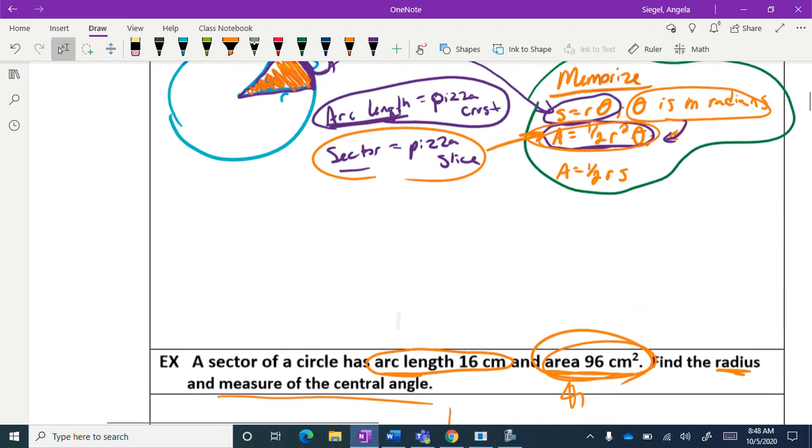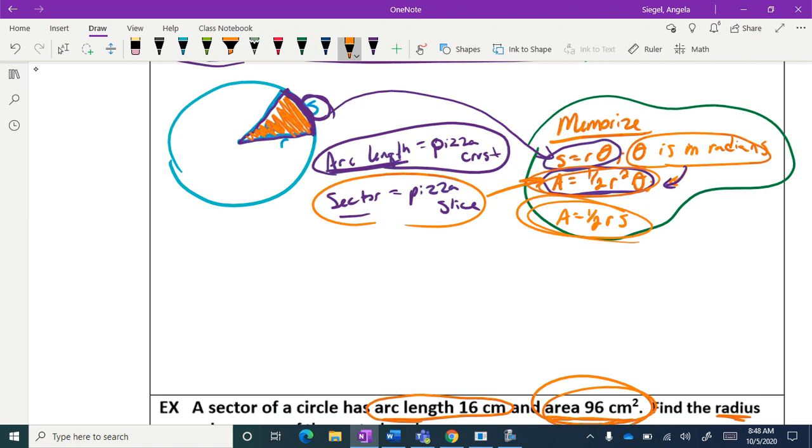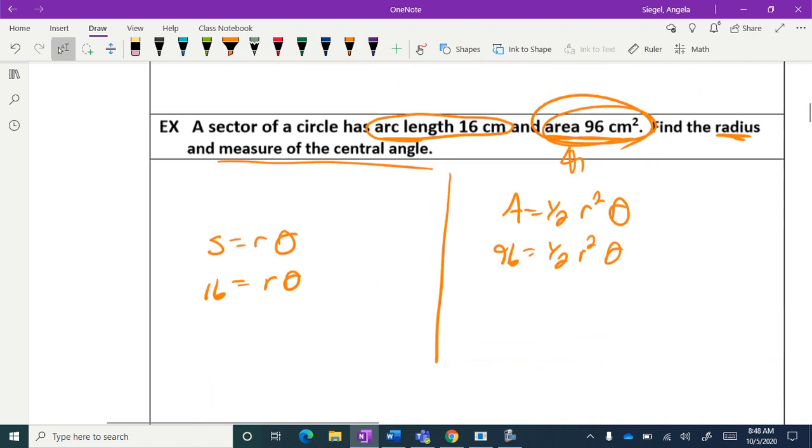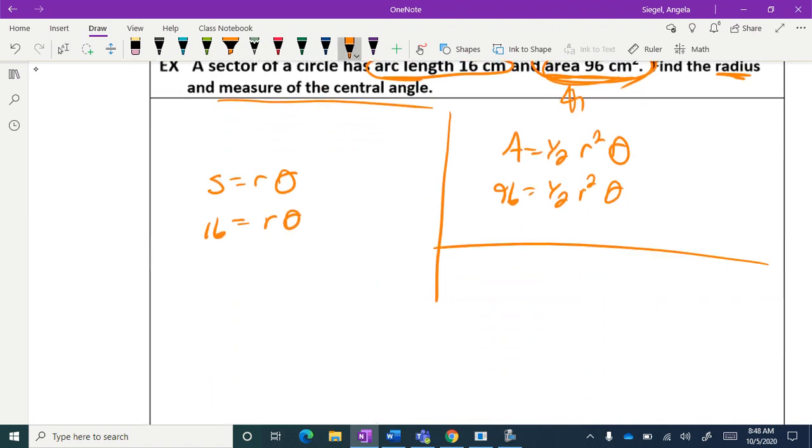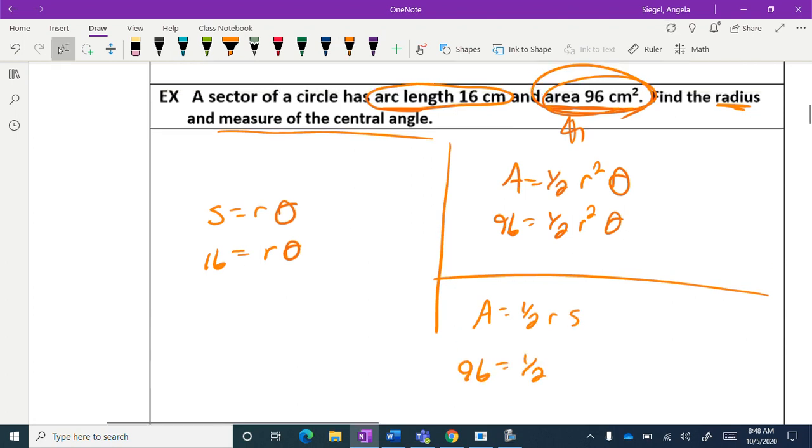So let's go back up here. Let's try this one and see if that one works. A equals 1/2 RS. So again, we have 96. We're looking for our radius, so we don't have that. But we do have S, which is 16 centimeters.